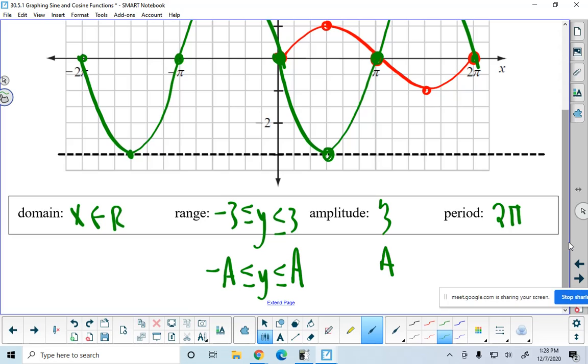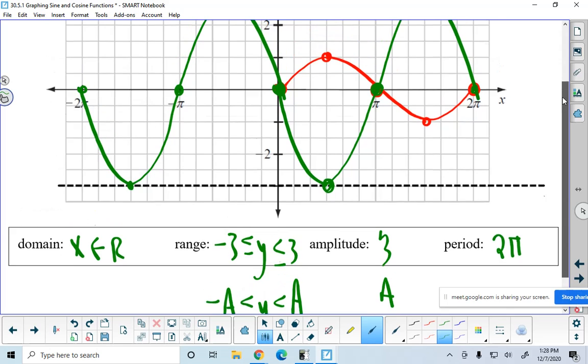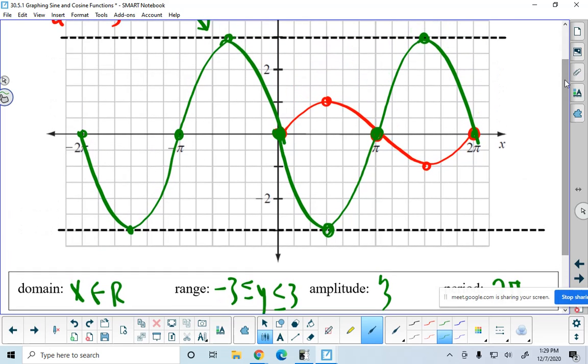Always is a horrible word in math. It will always be that unless we shift this thing up or down. Because if we shift it up, those dotted lines, which show the minimum and maximum, are going to move with the whole graph.